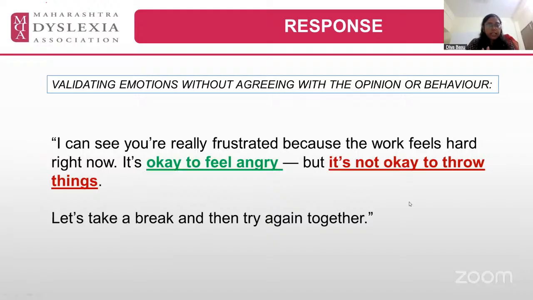You can say, I can see you are really frustrated. So you are identifying the emotion, because the work feels hard right now. And it's okay to feel angry. You are not invalidating the emotion. It's okay. But it's not okay to throw things. You have to also state that. Okay. It's okay to feel angry, but don't break things, don't hit someone, don't throw stuff around.